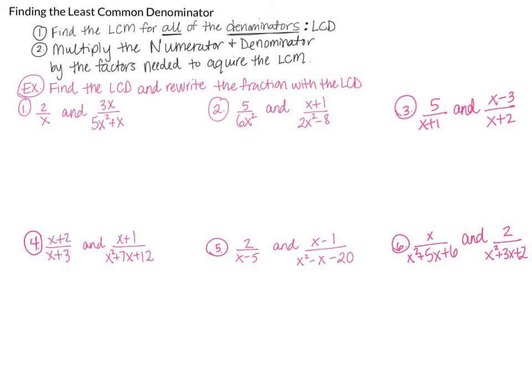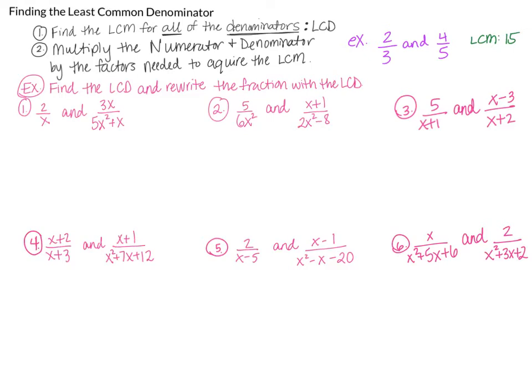Before we start with all these variables, let's just look at a real quick example of regular fractions. So let's say, for example, we had the numbers 2/3 and 4/5. And I want to come up with the least common denominator. The first thing I'm going to do is look at my denominators. I've got a 3 and a 5. So the least common multiple between 3 and 5 is going to be 15.